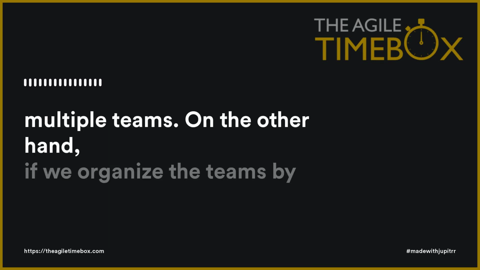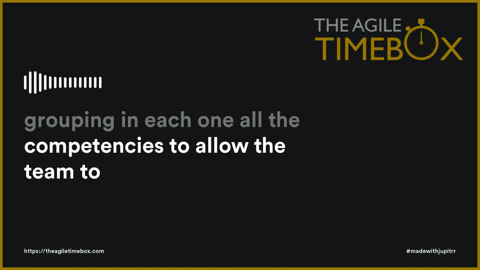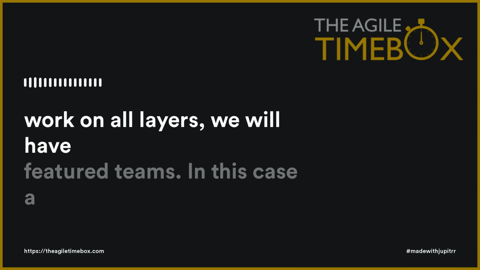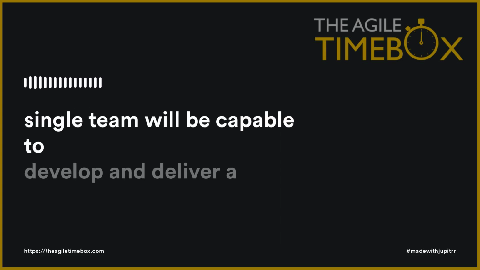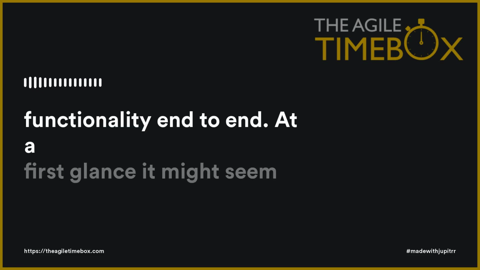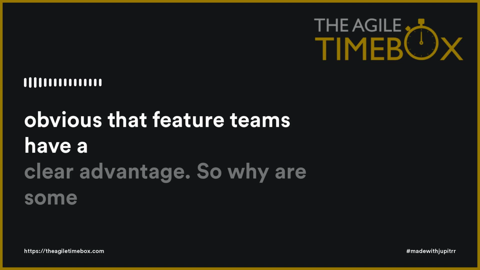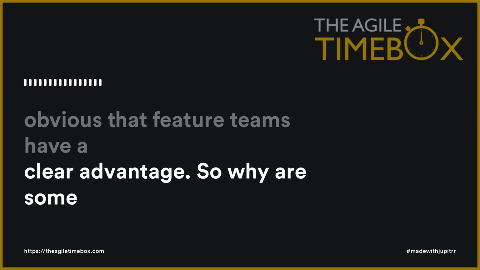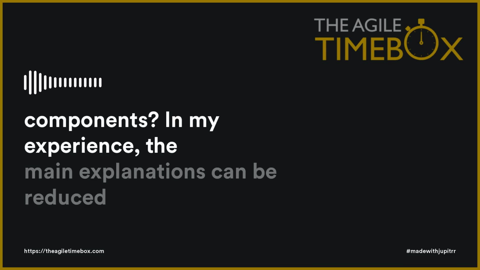On the other hand, if we organize the teams by grouping in each one all the competencies to allow the team to work on all layers, we will have feature teams. In this case, a single team will be capable to develop and deliver a functionality end to end. At first glance, it might seem obvious that feature teams have a clear advantage. So why are some organizations still choosing to structure their teams around components?